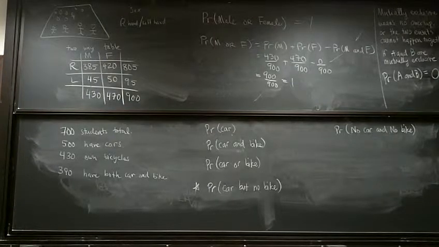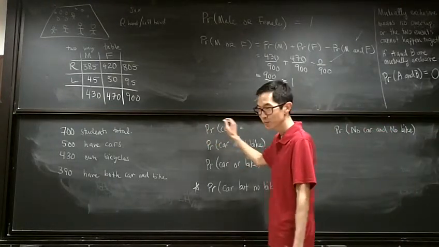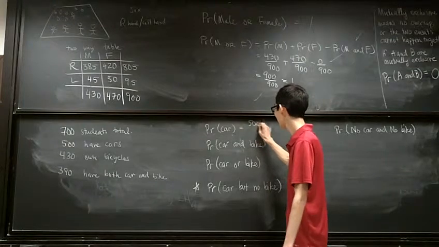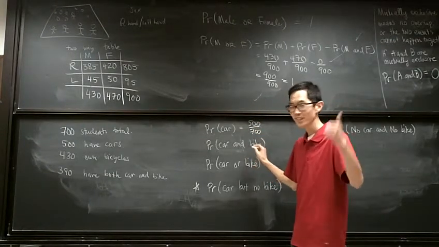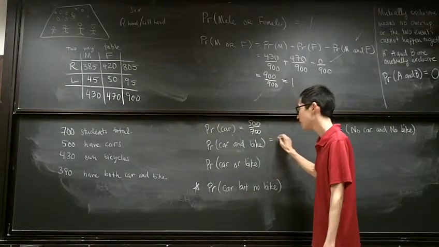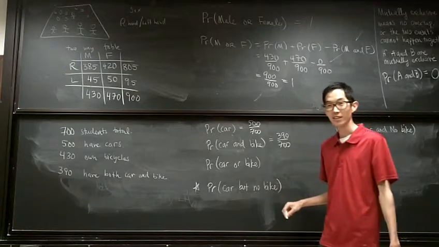Alright, okay. Let's try this. I think the first two, most everybody got. You just look at these. I purposely made them easy, okay? So the first one is 500 out of 700 have a car. Alright, car and a bike, I also made that easy. 390 out of 700.